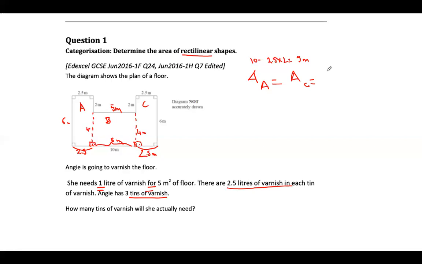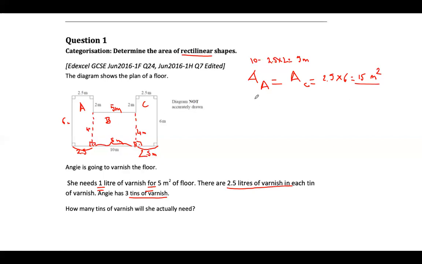2.5 times 6 equals 15 square meters, remember?